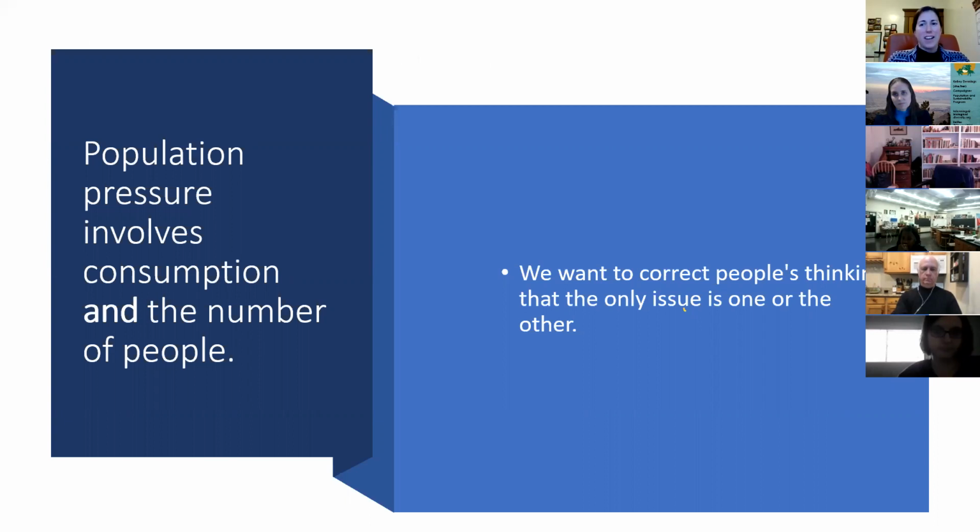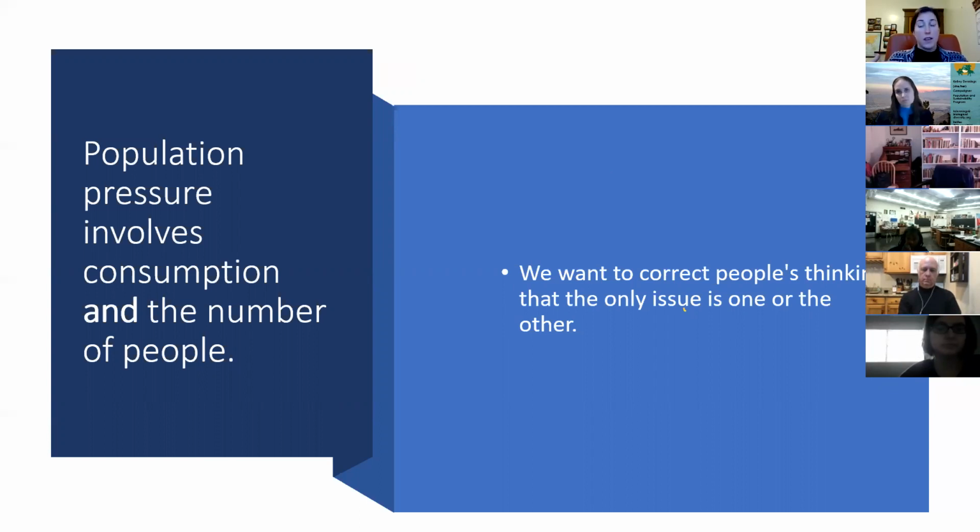So first off, which I've said already, and this is already in our messaging, but just to reiterate, population pressure involves consumption and the number of people. We want to correct the thinking that the only issue is one or the other, which comes up in these conversations sometimes. We also don't want to be fixating on the right or optimal numbers, like what is the right number of children to have, or the perfect fertility rate, or the ideal number for the global population. Again, like I said earlier, so many factors go into that. So we don't think it's the right thing to focus on, because consumption factors into what numbers the planet can support.